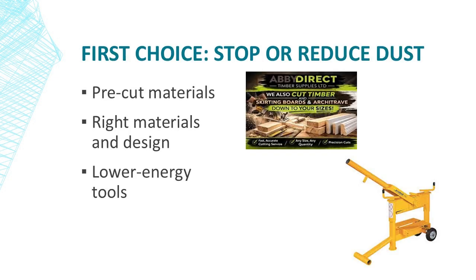The first step is always to stop or reduce dust at source. That means using pre-cut materials where possible. Ask the question, why is the site manager not ordering the right size joists or blocks? Use lower energy tools such as block splitters instead of cut-off saws. Less cutting means less dust.